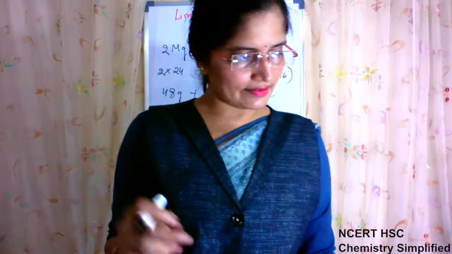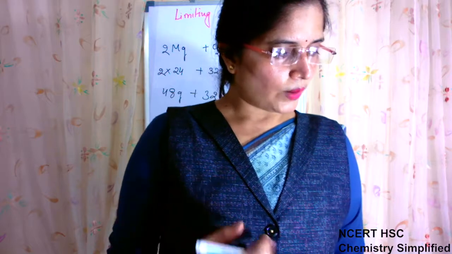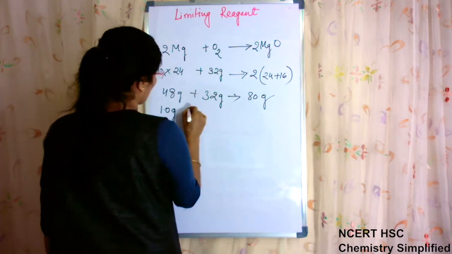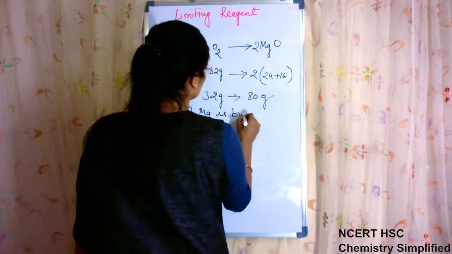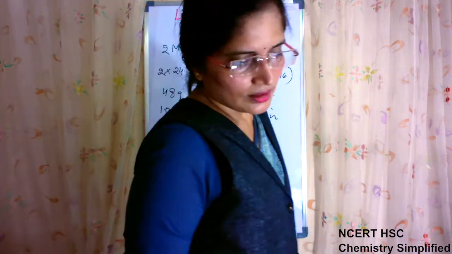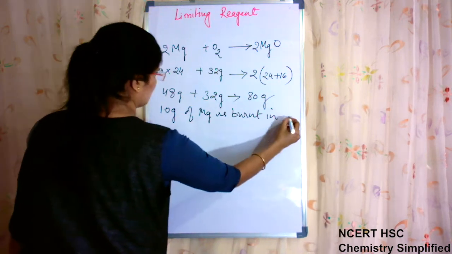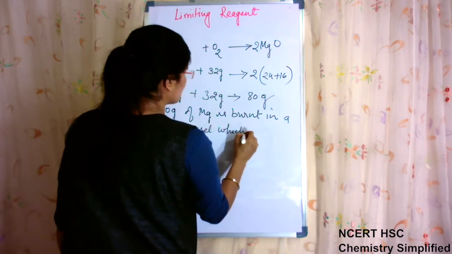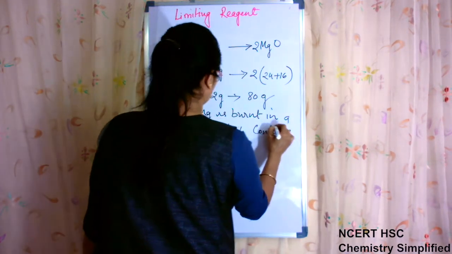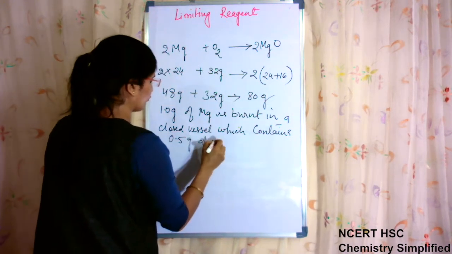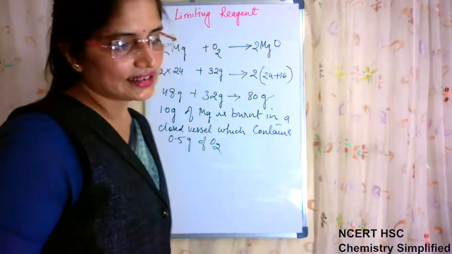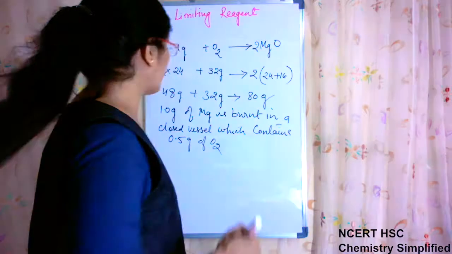Suppose the question is given for the same reaction: 1.0 gram of magnesium is burnt in a closed vessel which contains 0.5 grams of oxygen. Closed vessel means no other outside oxygen can enter. Which is the limiting reagent, and what is the amount of product, MgO, formed?